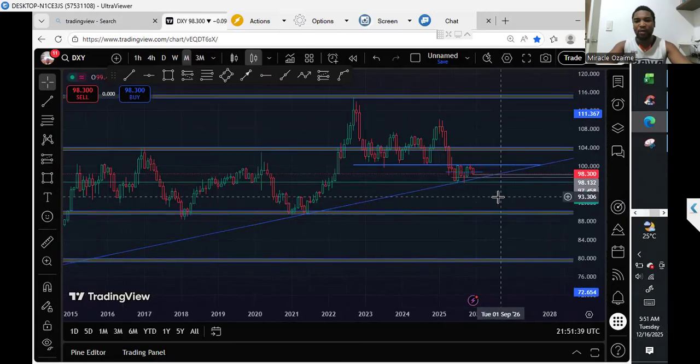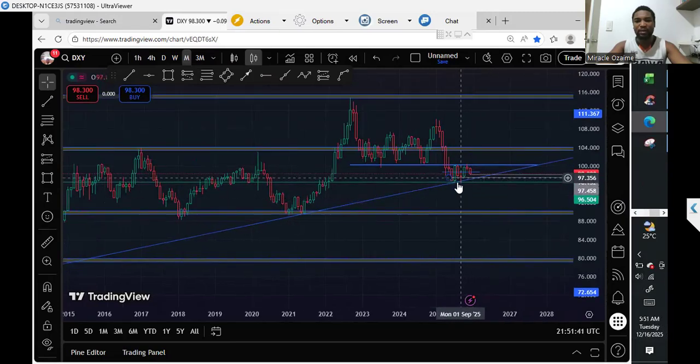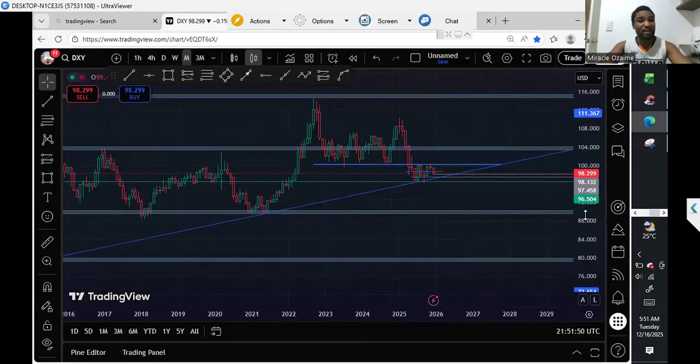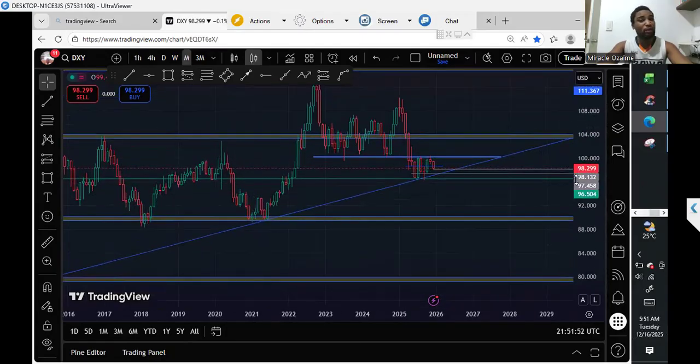However, this trend line has held this market around this area, but it has formed a double top around this region. So for now, I'm not going to be considering the trend line anymore because I'm seeing a monthly double top around the structural region. So I will come back to my weekly time frame.